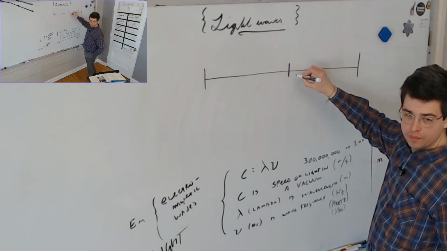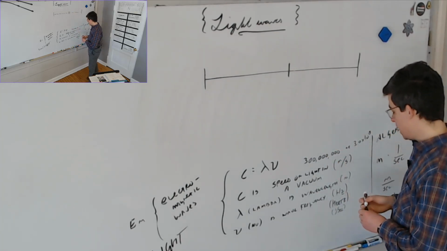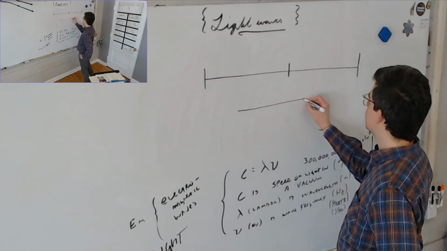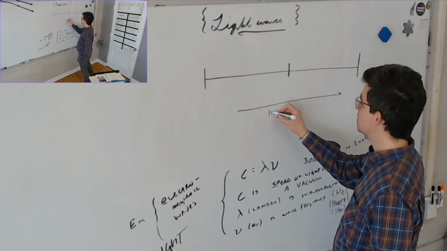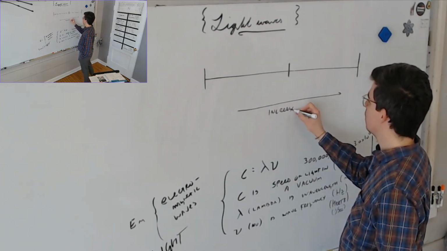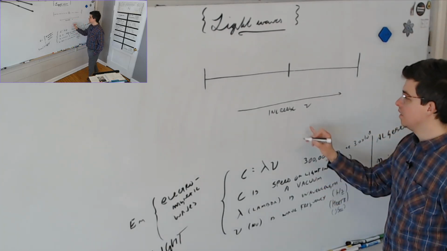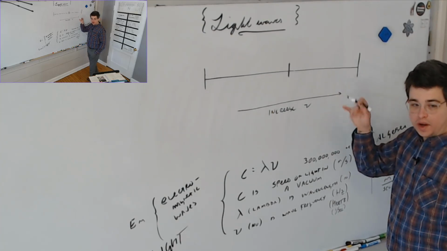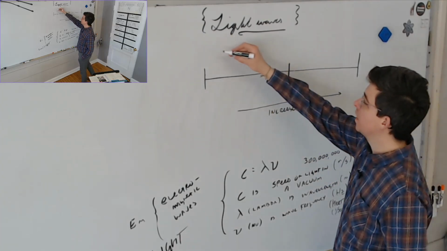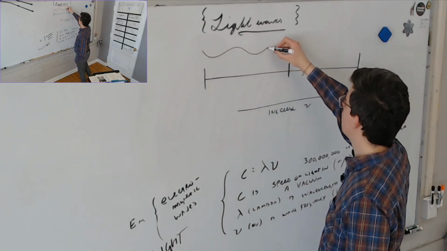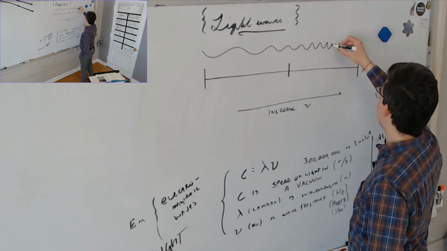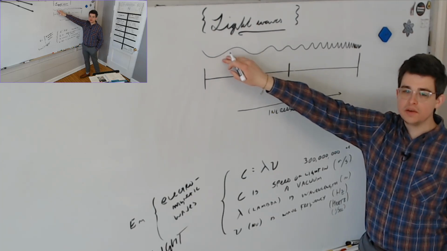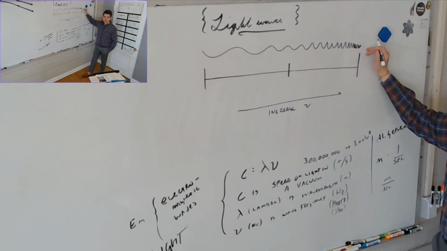Purple has the highest. We're going to label these in a sec. Well, actually, let's label them now. As we move this way on our spectrum here, we get increased frequency, nu. Increase in frequency. More faster waves. We could draw it kind of like this. Low frequency down here, high frequency up here.